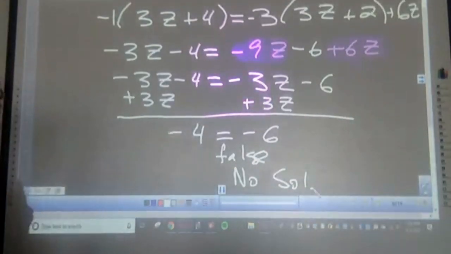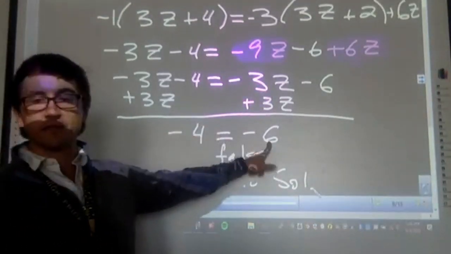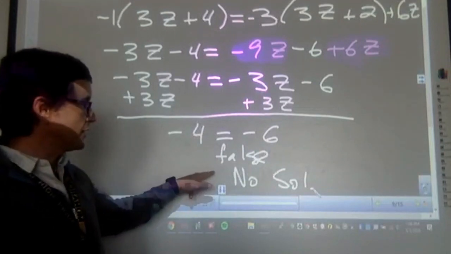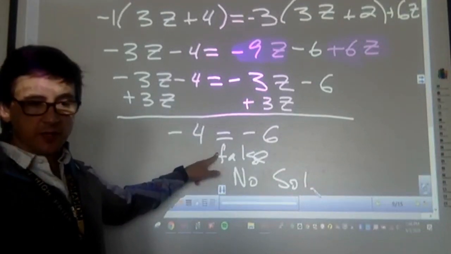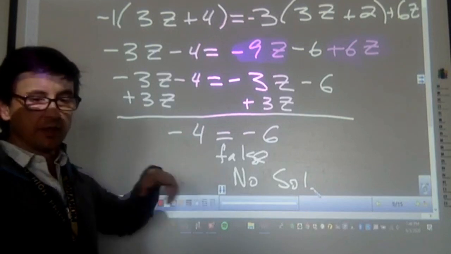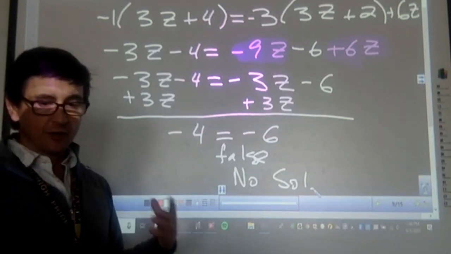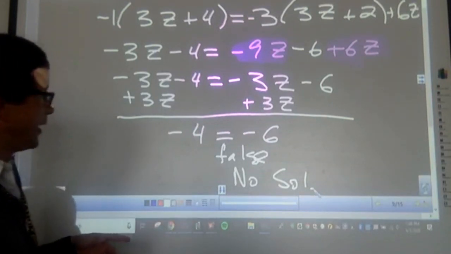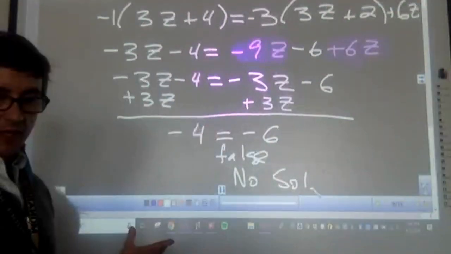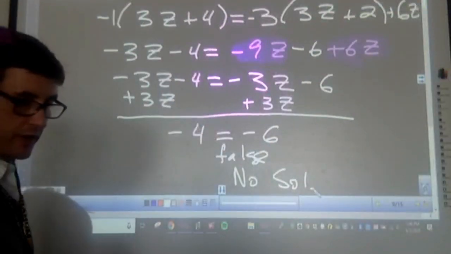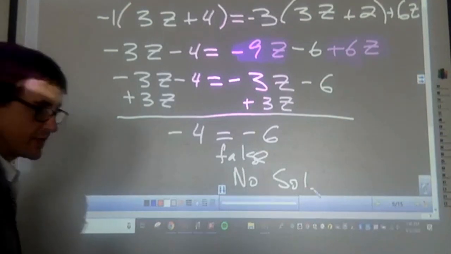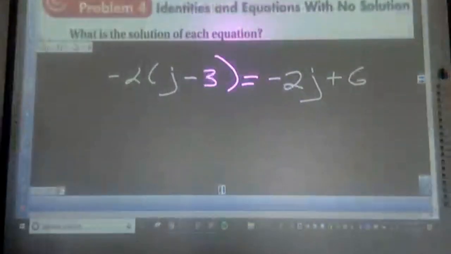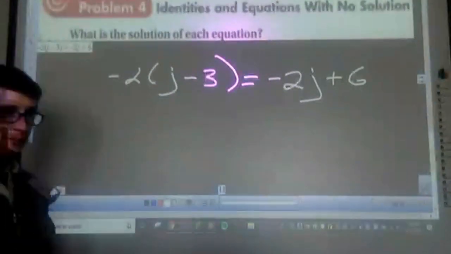Okay. So when the variables cancel, if you have different numbers here, you get no solution. So if it's a false statement, no solution. If it's a true statement, it's an identity or identical. And it means any number you plug in for the variable will work, and you'll get the same number on both sides. Okay, so write this one down.